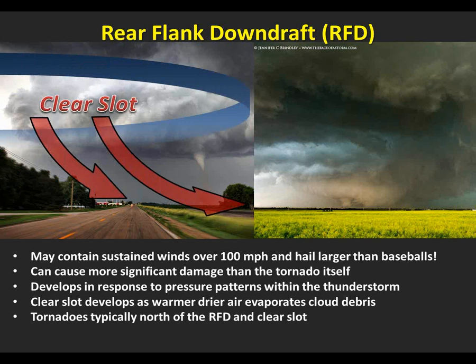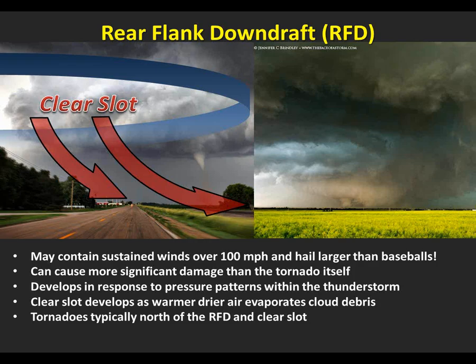So the rear flank downdraft, a lot of times, is associated with this thing called the clear slot. And what happens is the air is basically forced down because of pressure patterns in the vertical. And so as that air descends, it's compressed and it warms and basically evacuates all the cloud material in that region of the storm. So that's why you get a clear slot, kind of a horseshoe-shaped region where the updraft is. And there's a couple examples there.